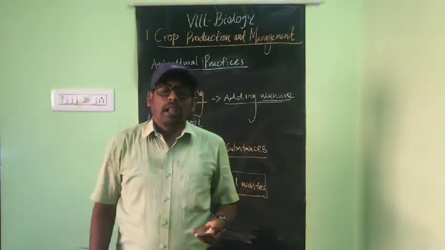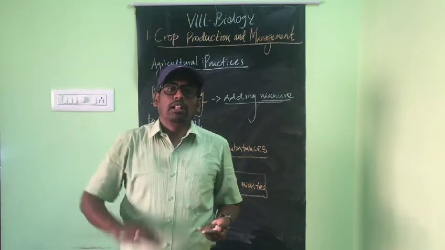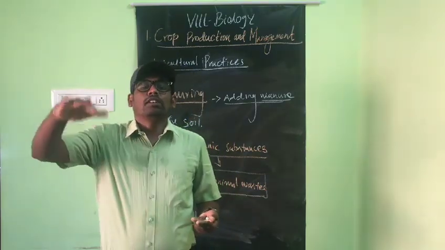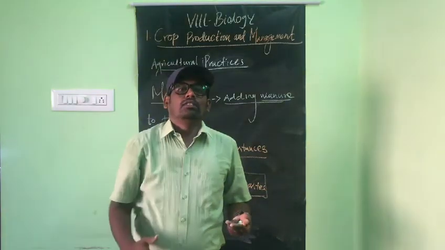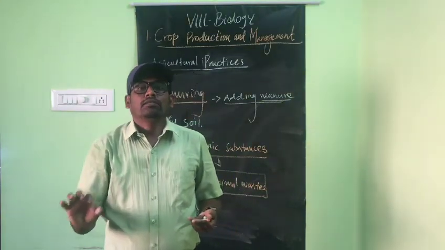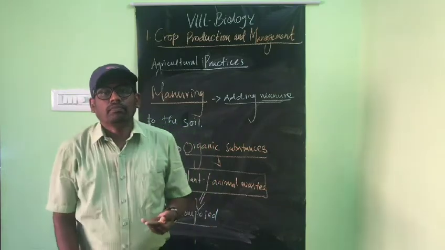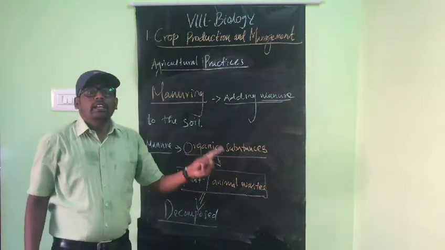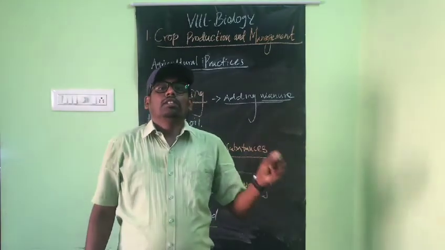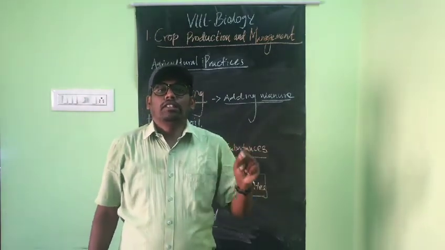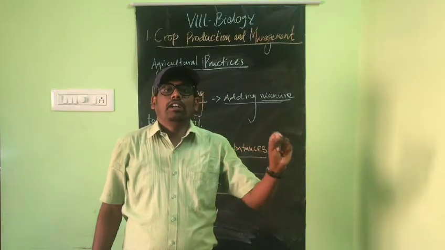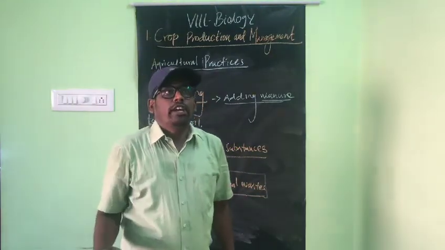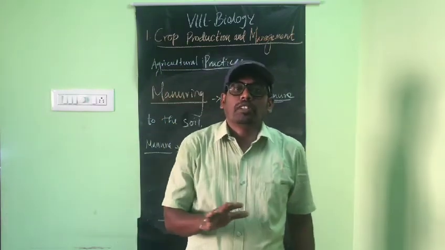After death of the plants, after death of the animals, the nutrients again reach the soil and again the decomposition process occurs. Again these nutrients are replenished. So the decomposition should occur. The decomposition occurs with the help of microorganisms, that is bacteria and fungi. If there are no bacteria and fungi, there is no decomposition process.